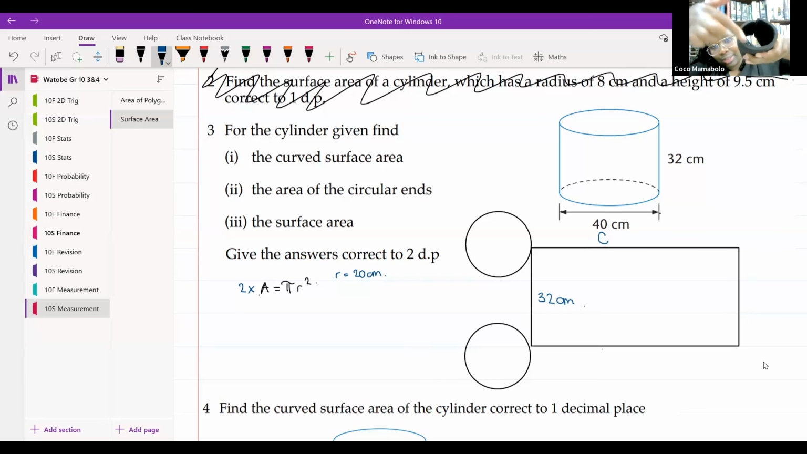Because the circles are attached to this part, when I do this, it's going to come apart and become that rectangle that we want. So if we want to calculate the length of our rectangle, we have to find the outside of our circle. This is the perimeter of our circle. What do we call the perimeter of a circle?